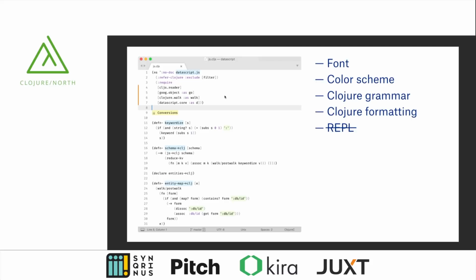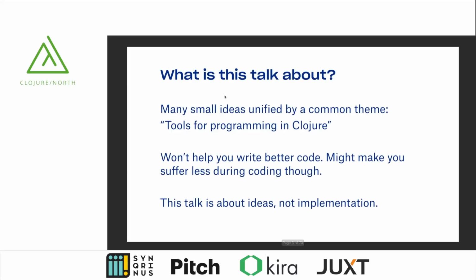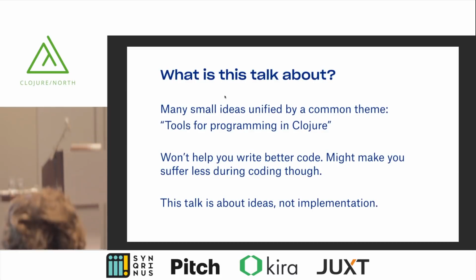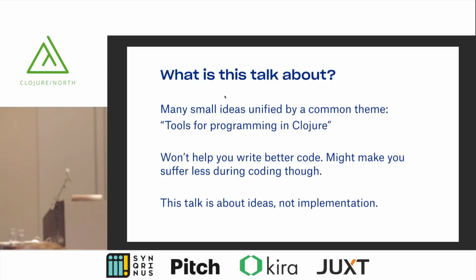So the talk is in 4 parts. Each one covers one of the topics. And this might be a little bit different than a usual talk. It's not about some big theme, right? Instead, it is about many small things, small ideas, but they are grouped together by this unifying theme, like tools for programming in Clojure.